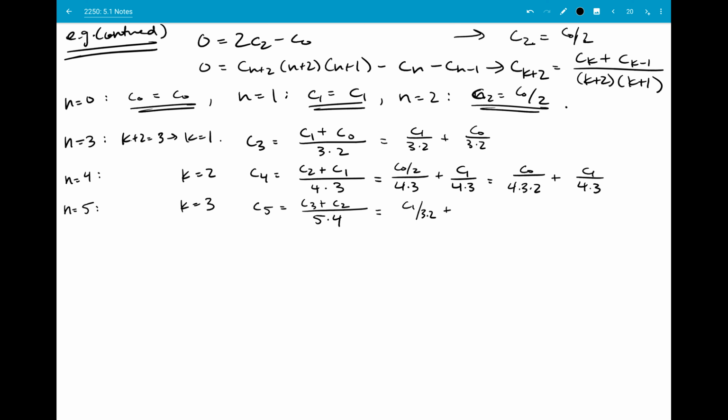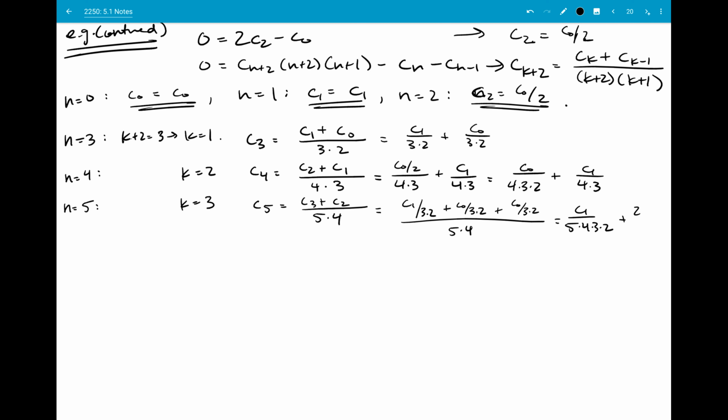So C3 was C1 over 3 times 2 plus C0 over 3 times 2. And then C2 was C0 over 2, all of that over 5 times 4. So we can go ahead and say C1 over 5 times 4 times 3 times 2 plus 2 C0s over 5 times 4 times 3 times 2. So those 2's will cancel out. Like that.